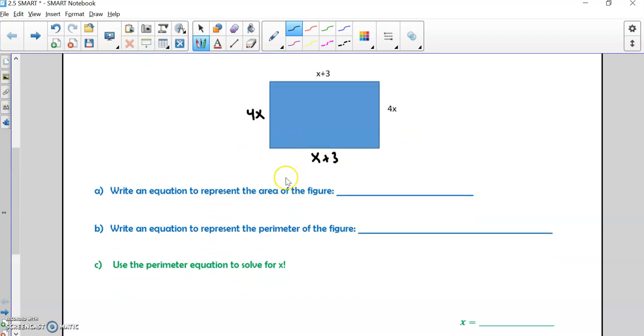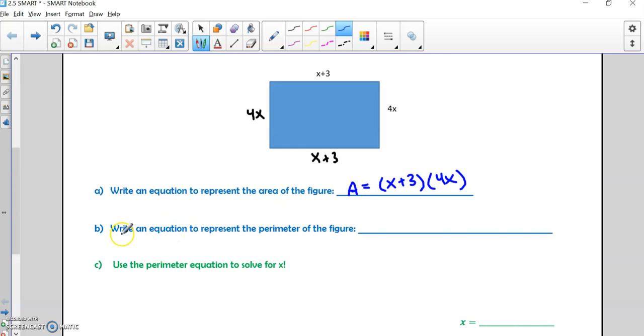So now if I'm trying to write an equation to represent the area of the figure, I know we don't have any numbers, but we can still, hypothetically, find an area. We know that area is equal to base times height, right? So in our case, it would really be x plus 3 times 4x. Okay, and that's good enough for us. That's all we need for that equation.